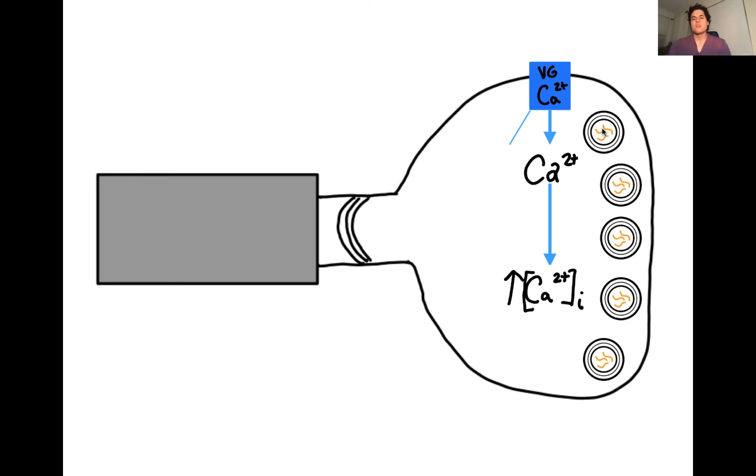Now, these vesicles are docked and filled vesicles. So in other words, these vesicles are really close to the active zones, and they are really quick to be fused with the membrane and therefore really quickly release their neurotransmitters.